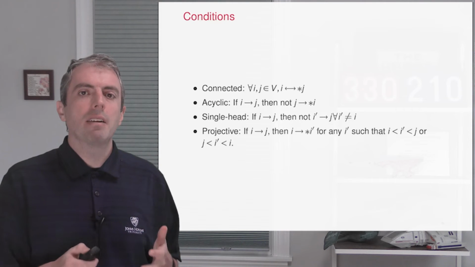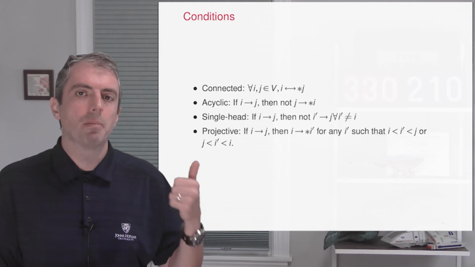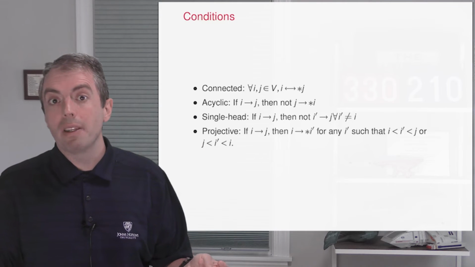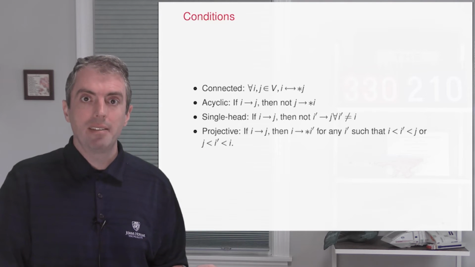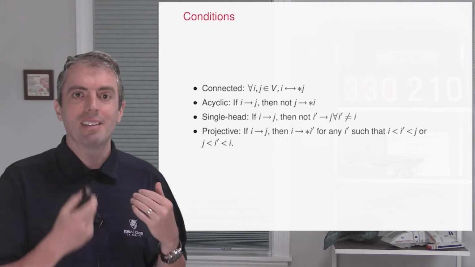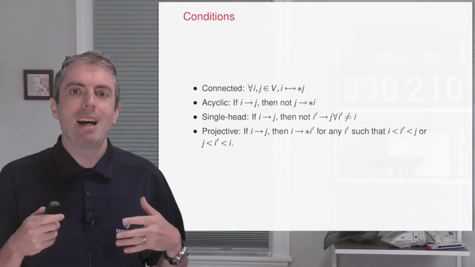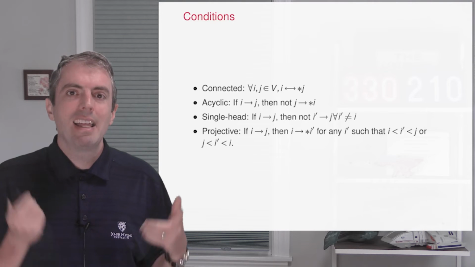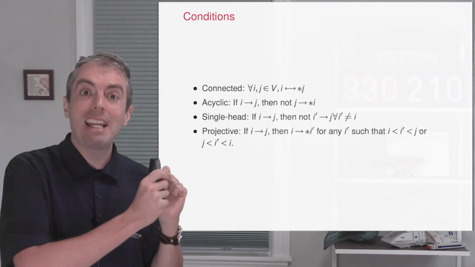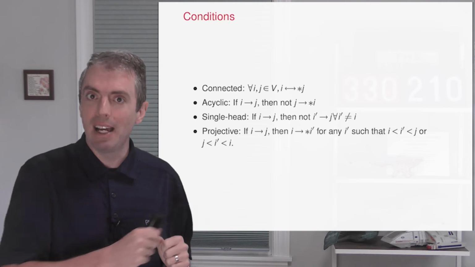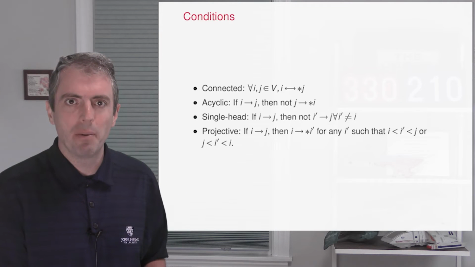Finally, many parsing algorithms assume that a parse tree is projective. You may be more familiar with this concept as planarity. You can draw a tree over this sentence without crossing edges. More formally, if you have an edge from i to j, then anything between i and j can't have an edge that goes outside of i to j. This is easier to see with an example.